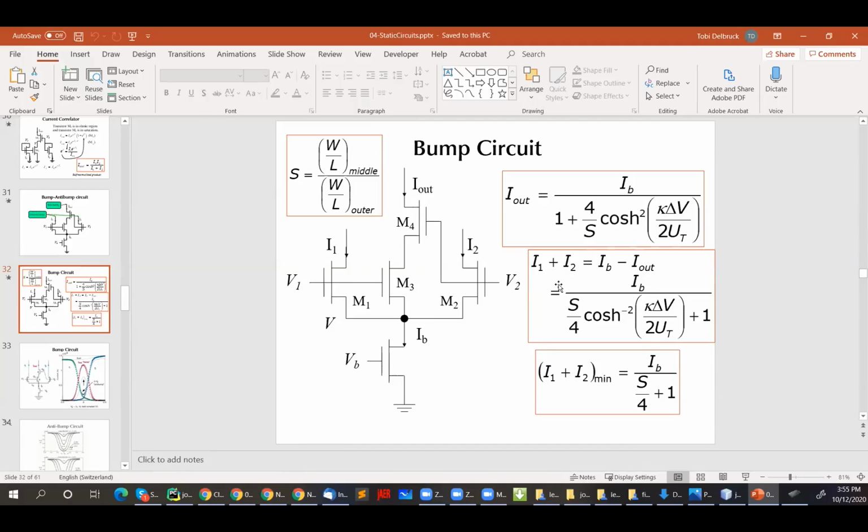Okay, and then you can get the anti-bump, that's I1 plus I2, and that's just IB minus I out. So if you know what I out is, then you can compute what I1 plus I2 is. And then you can also write out the minimum I1 plus I2 that you're going to get, and it turns out that it actually depends on the scaling factors, because you can see now the S comes into play here.